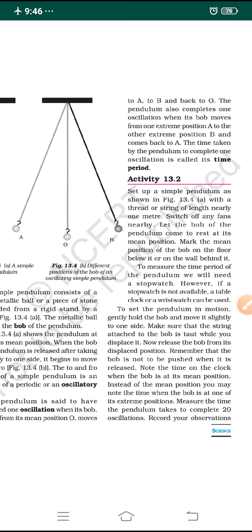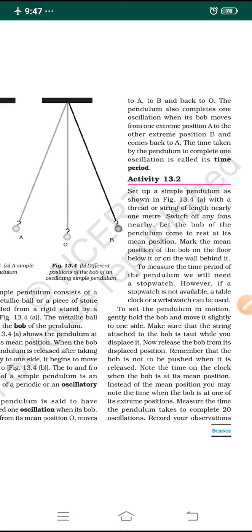In order to measure the time period of the pendulum, we need a stopwatch. We must have a stopwatch to find the time taken by the simple pendulum to complete one oscillation. However, if a stopwatch is not available, you may use any table clock or the wristwatch which you commonly use.